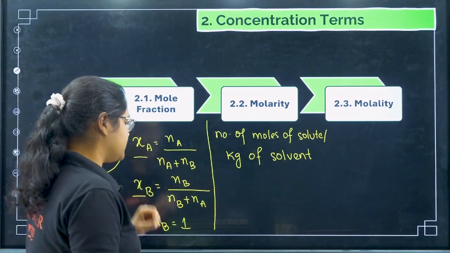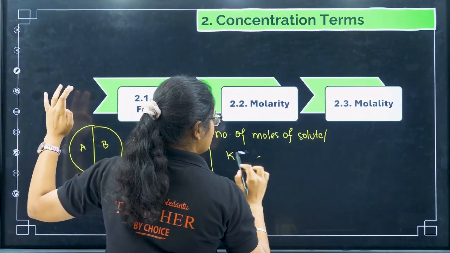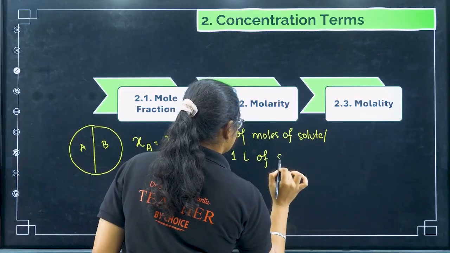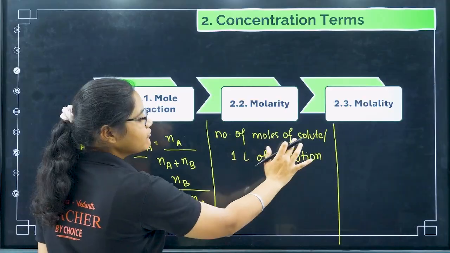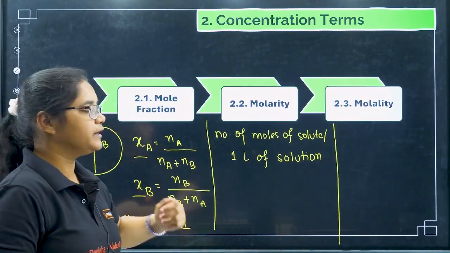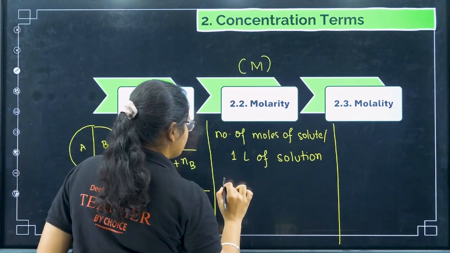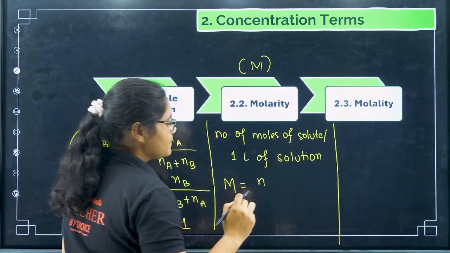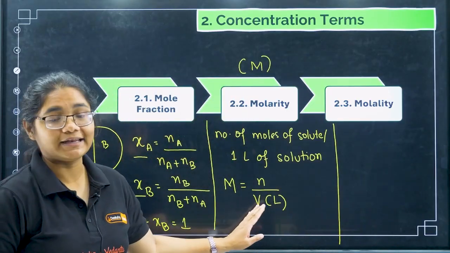Now let me give you an example. First of all, molarity. Here again I made a mistake. Molarity is number of moles of solute per liter of solution. I'll explain it in much more detail, but let me just tell you molarity is denoted with capital M. Capital M is number of moles of solute, denoted by n, divided by volume of the solution in liter. The volume of the solution should be in liter.